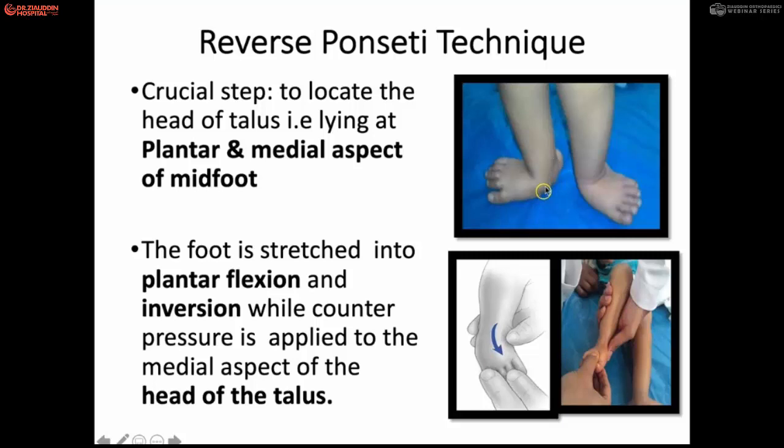So the crucial step is the talar head location, and the foot is then stretched in plantar flexion and inversion while counter pressure is applied on the medial side of the talus. You maintain the pressure on the medial side over the talar head, and manipulate reversely as compared to clubfoot.